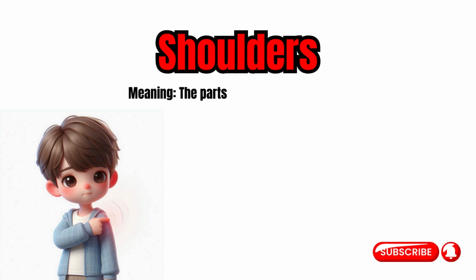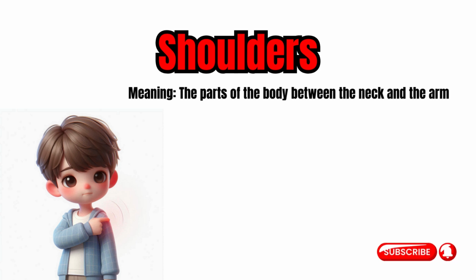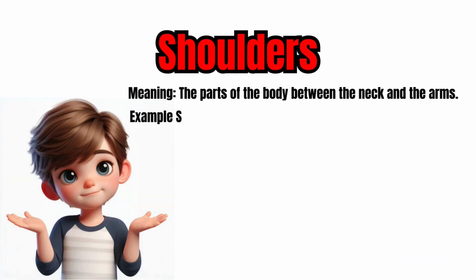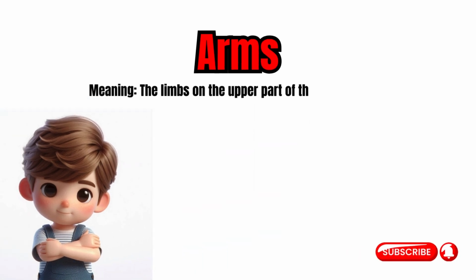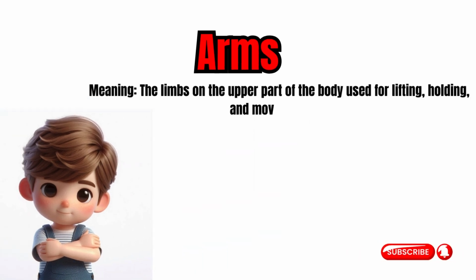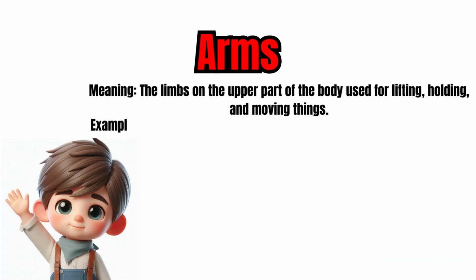Shoulders, meaning the parts of the body between the neck and the arms. Example sentence: he shrugged his shoulders. Arms, meaning the limbs on the upper part of the body used for lifting, holding, and moving things. Example sentence: he raised her arms to wave.